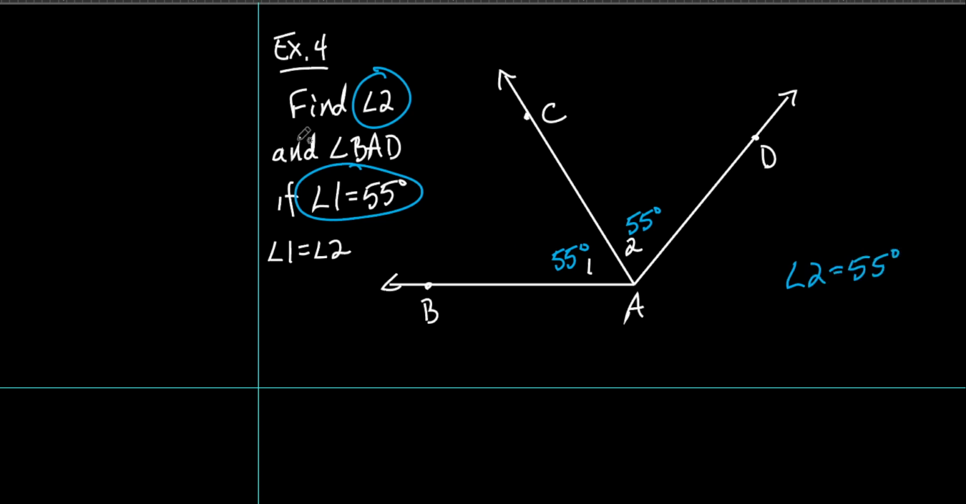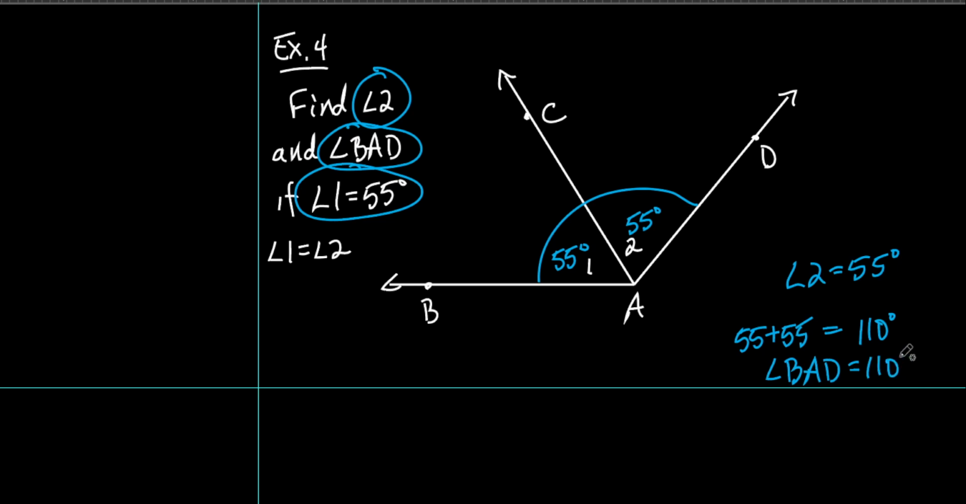What's the next thing they ask you to find? Angle BAD. Let's find out where BAD is. It's that whole big angle. So how do I find that whole big angle if I know both of these? Just add them up. Exactly. That's what we just learned, the angle addition postulate. So it's 55 plus 55. What is that? It's 110. So angle BAD is equal to 110 degrees, and that's what you would circle right there.